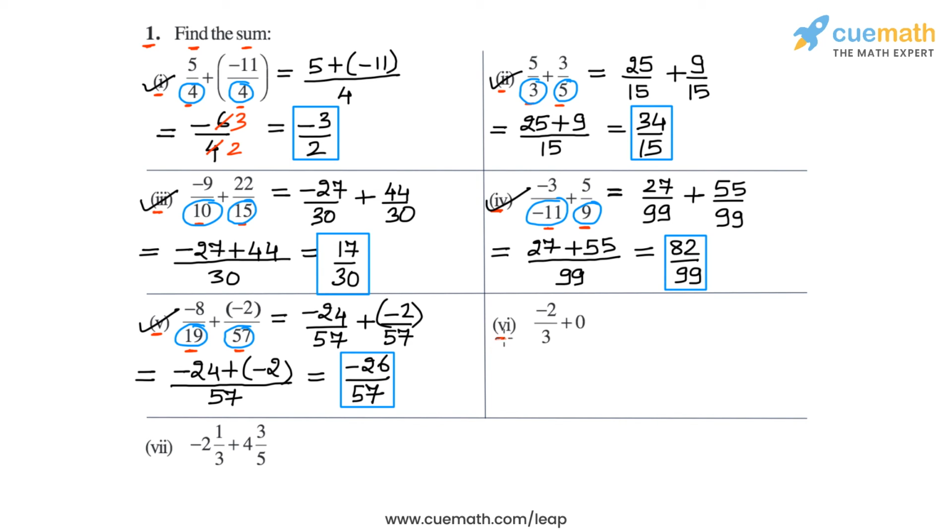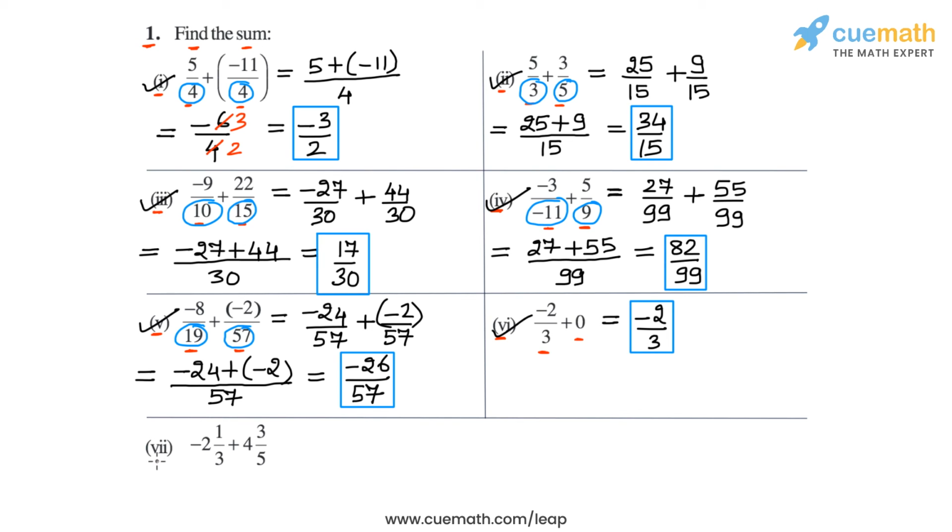And now we come to part 6, in which we have to calculate minus 2 by 3 plus 0. So if we add 0 to anything, we will get the same number, because 0 is the additive identity for rational numbers. So minus 2 by 3 plus 0 will simply be equal to minus 2 by 3 itself. Okay, so in part 6, the answer is minus 2 by 3. So that completes part 6.